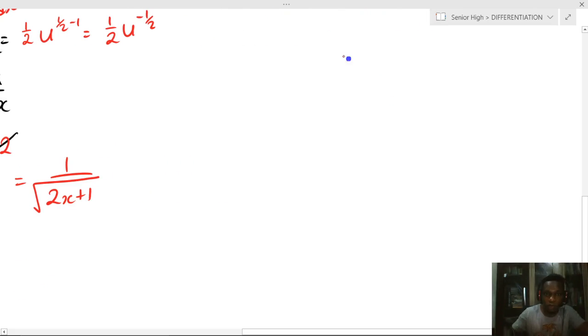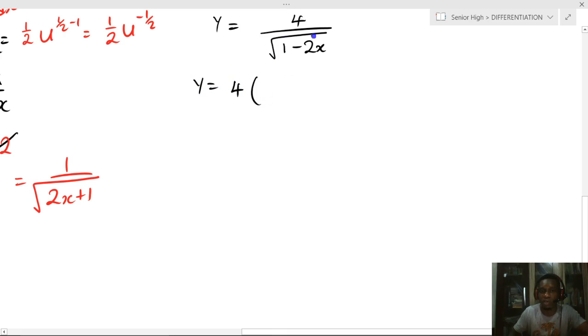I have, when we are given y is equal to 4 over the square root of 1 minus 2x, and we're asked to differentiate this. So how do we solve this again? First of all, let's find our u. Before I find my u, let me put my y in perspective. So y is equal to 4 bracket, take away this square root and put it in powers: 4 bracket 1 minus 2x raised to the power of minus 1 over 2. I believe you know that because this was under, so it's going to carry a minus 1 over 2.